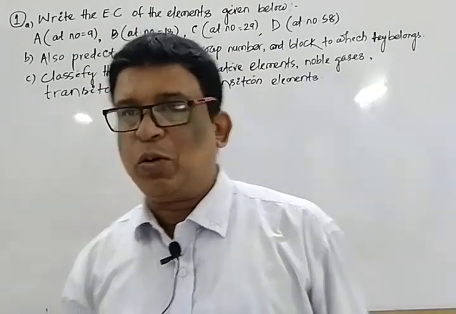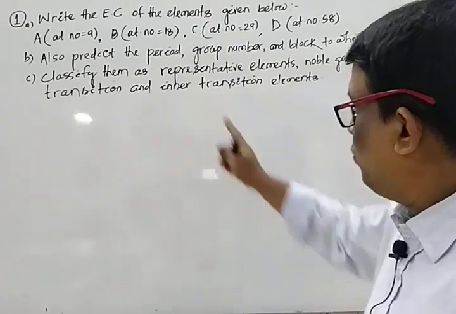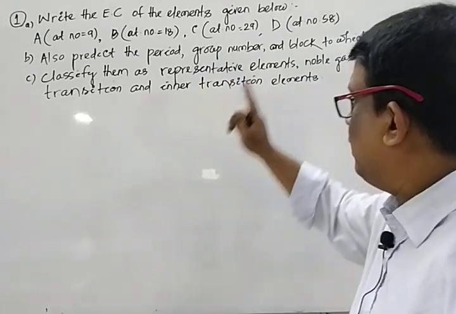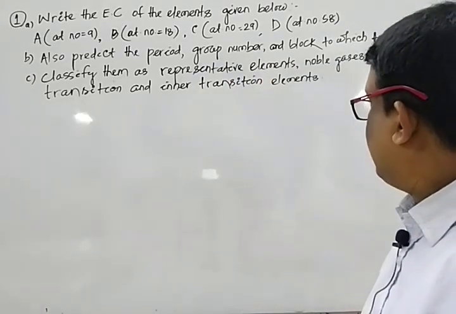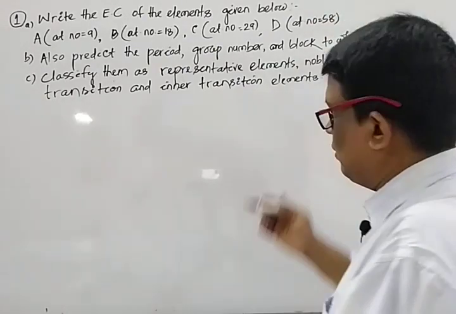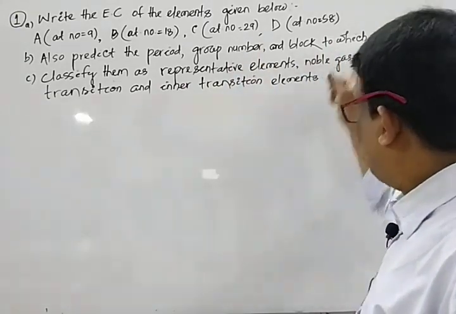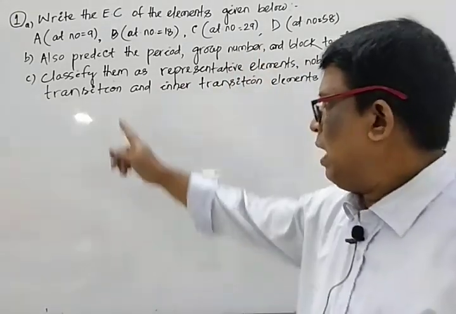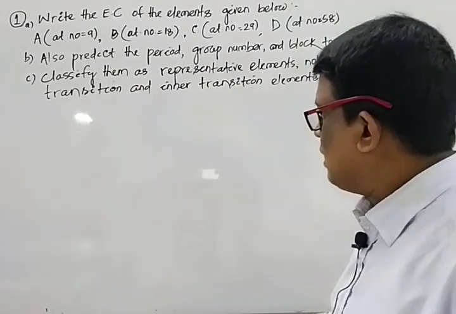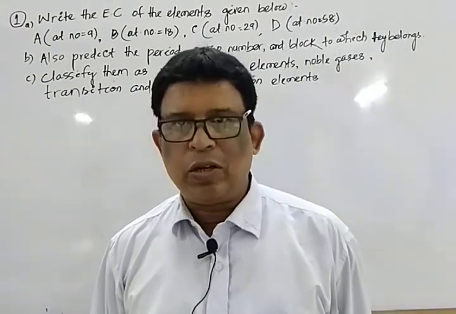Mark the question. What is the question? Write the electronic configuration of the elements given below. Four elements are there: A, atomic number 9; B, atomic number 18; C, atomic number 29; and D, atomic number 58. Next, also predict the period, group number and block to which they belong. And third, classify them as representative element, noble gas, transition element or inner transition element. Let us solve one by one.